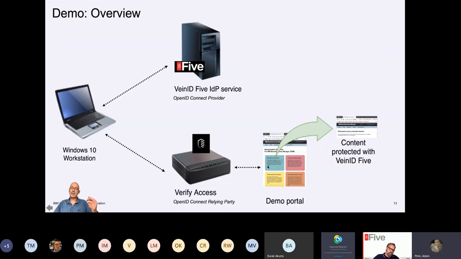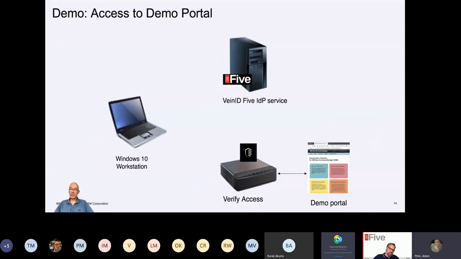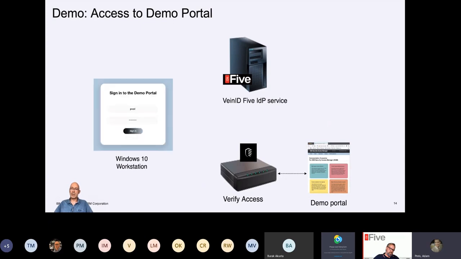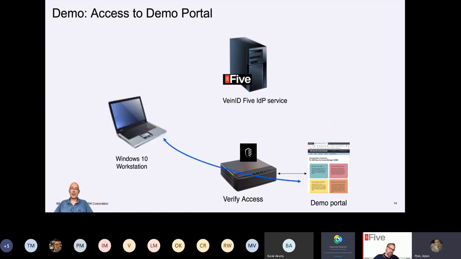And when he accesses a specific part of the demo portal, we want to step up the authentication and we want to trigger VeinID 5 authentication. So step one in the demo is the user is going to the demo portal. Verify Access will say, okay, you need this kind of authentication, namely username password authentication. He's going to prompt the user for username password, and the user now has access to the demo portal. Next, the user is going to click on a tile, on that green tile that you see over here.